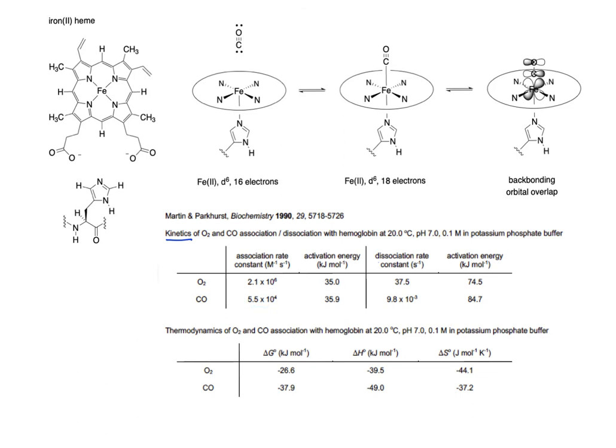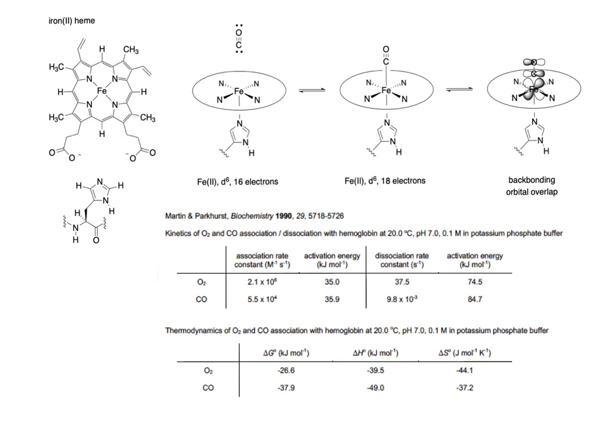The key to this is the dissociation rate constant. Oxygen dissociates about 4,000 times faster than carbon monoxide. There's a higher activation energy for carbon monoxide dissociation. So even though carbon monoxide binds much more slowly to iron than oxygen, once the carbon monoxide is on iron, it does not dissociate very rapidly at all. There is a high energy barrier to carbonyl dissociation.